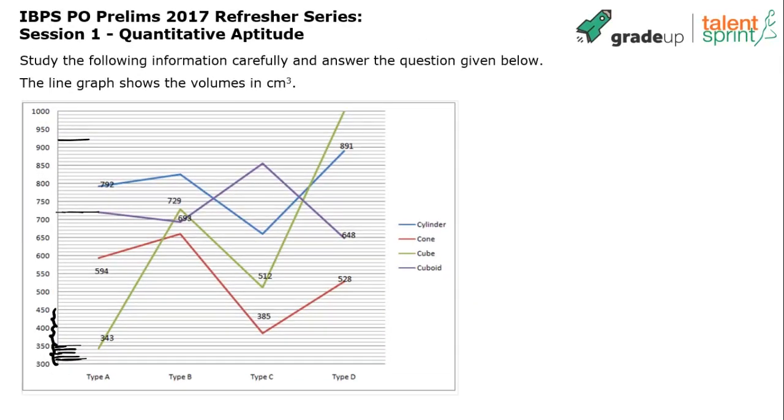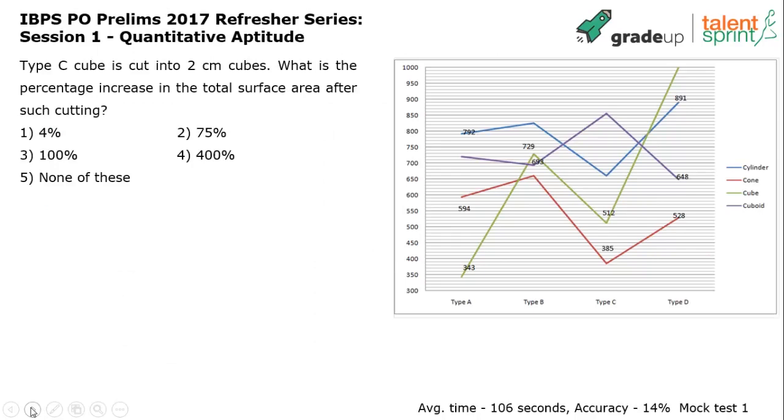So, very simple: volumes of different types of objects, of 4 different types, have been given here. Now let me present the first question to you all, which is on your screens now. Question number 1 based on this data says: a type C cube is cut into 2 centimeter cubes. What is the percentage increase in the total surface area after such cutting?